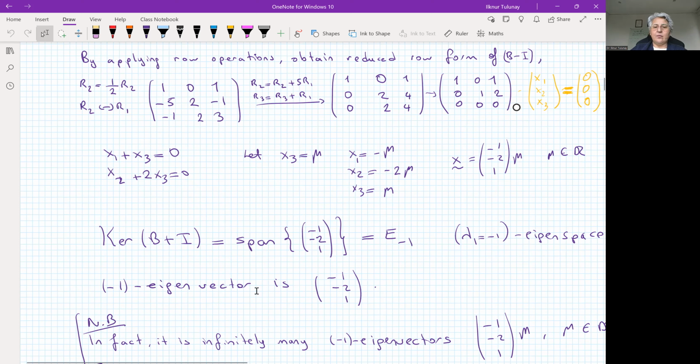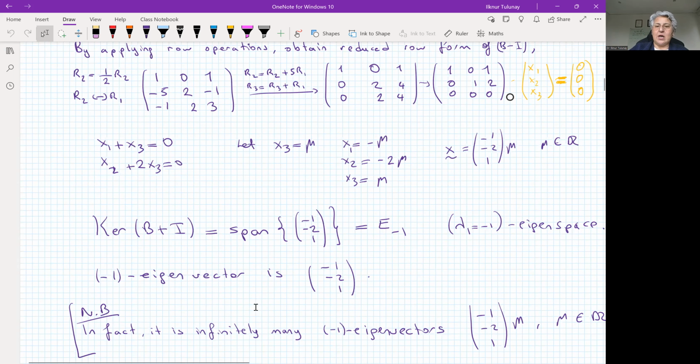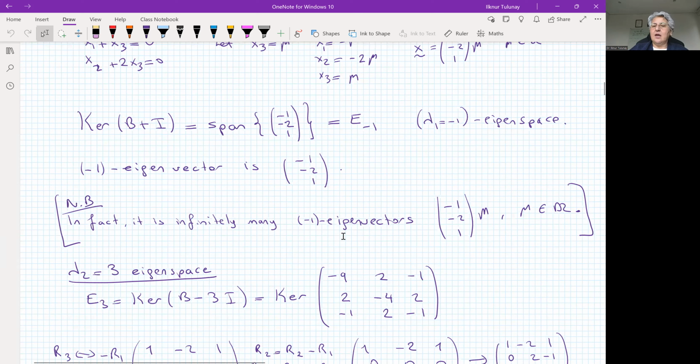This is a bit confusing because actually the minus 1 eigenvectors are infinitely many. When we are talking about the minus 1 eigenvector, we mean the basis of the minus 1 eigenspace that we choose. I think that's what I'm trying to say here. So there are infinitely many minus 1 eigenvectors as mu runs through, but we say the minus 1 eigenvector is minus 1, minus 2, 1, that particular one that we are talking about in that question.